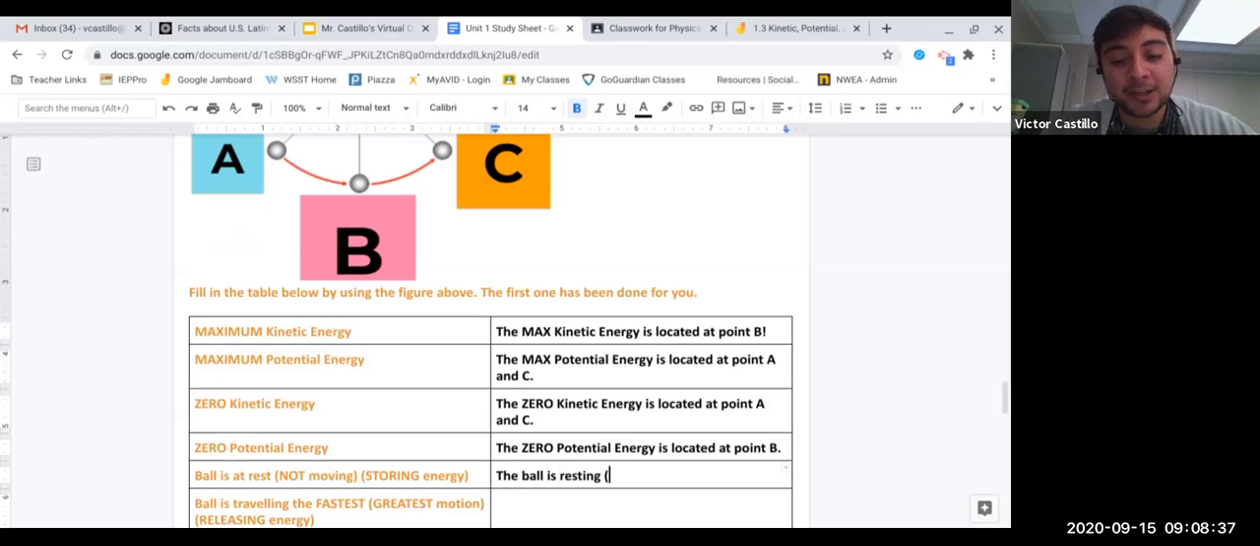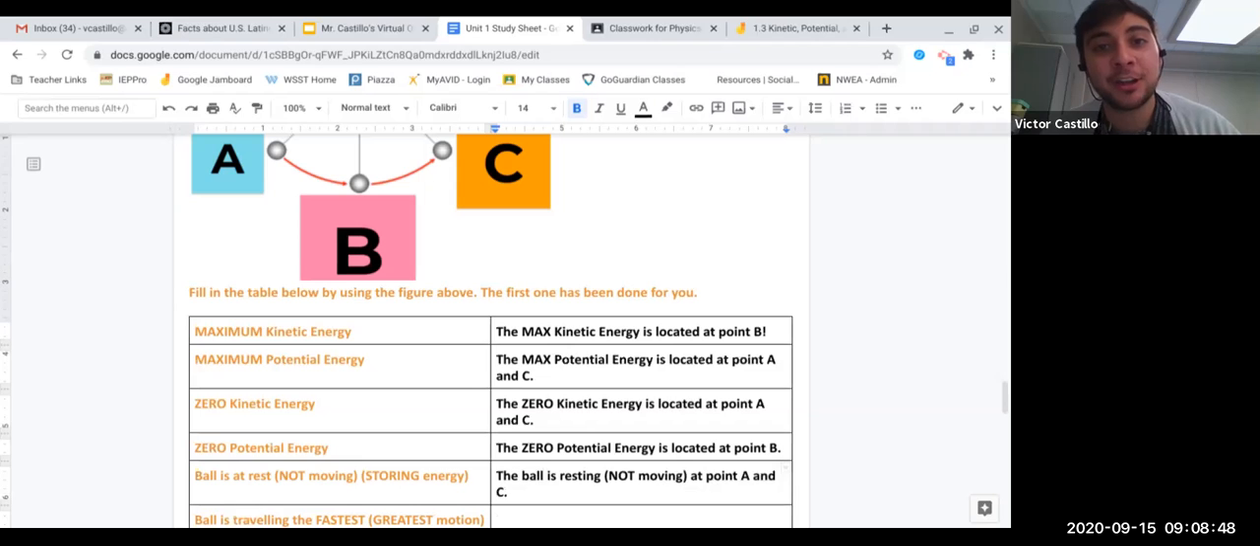And I'm going to put hashtag not moving. Not moving at point A and C. Remember, where there's max potential energy, that means nothing is moving. So where there's max potential energy, that's where the ball is resting. So where there is max potential energy, okay?